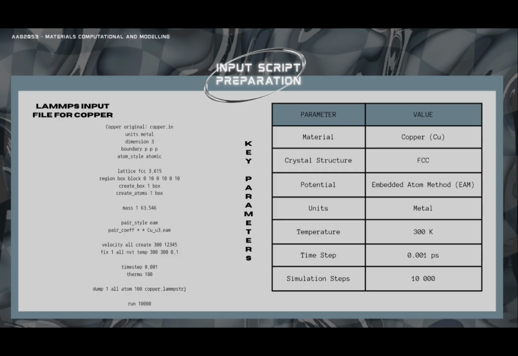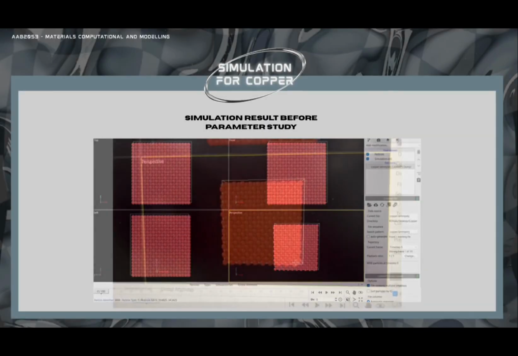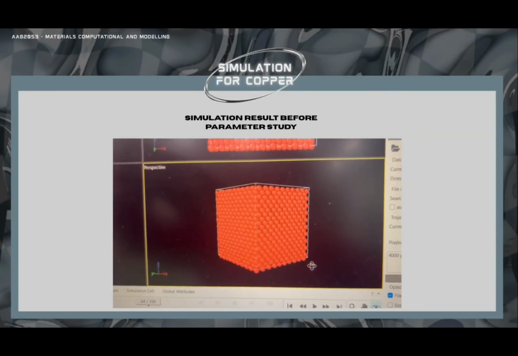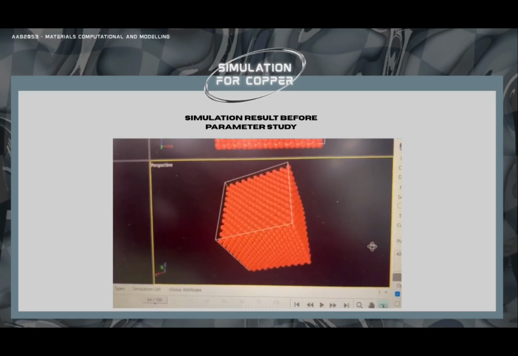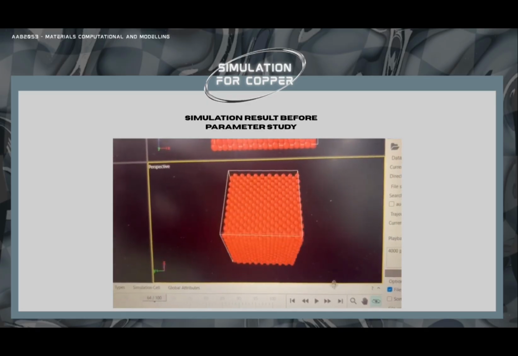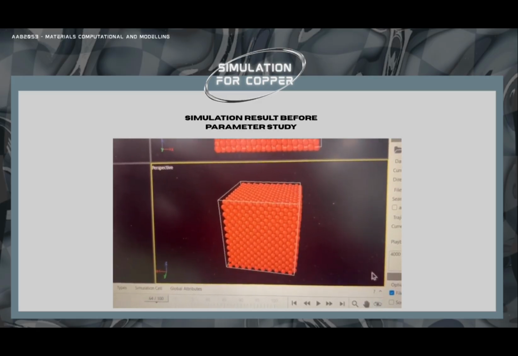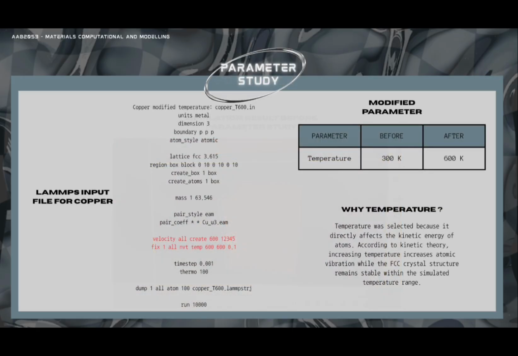Finally, we open the trajectory file in OVITO to visualize the atomic arrangement and observe how the copper atoms vibrated during the simulation. These images show the original copper simulation at 300 Kelvin. The atoms are arranged in a regular FCC crystal structure. During the simulation, the atoms vibrate slightly around their equilibrium lattice positions, but the overall crystal remains stable.